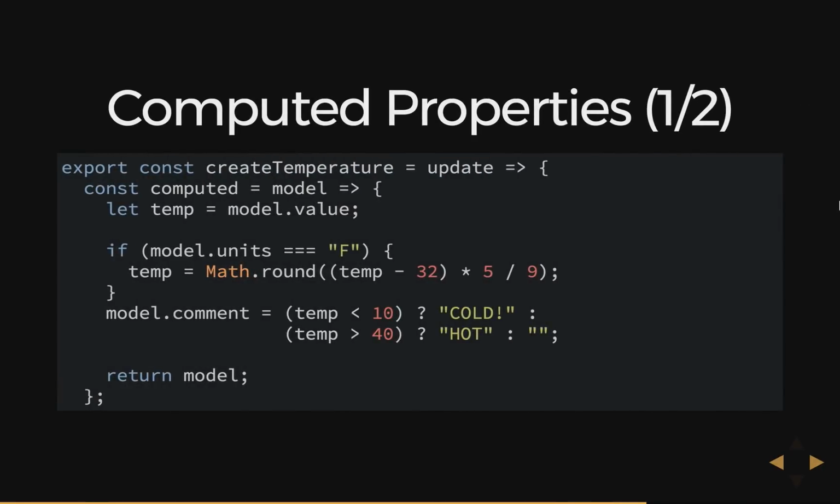Here's an example of a simple computed property. What we have here is a computed function which will take the model and add a comment on it. If the temperature is less than 10 degrees Celsius, we'll say cold. If the temperature is more than 40 degrees Celsius, we'll say hot. And in between, the comment will be blank. If the temperature was in Fahrenheit, we'll temporarily convert it to Celsius before deciding on the comment.